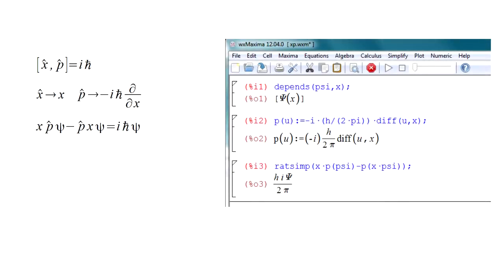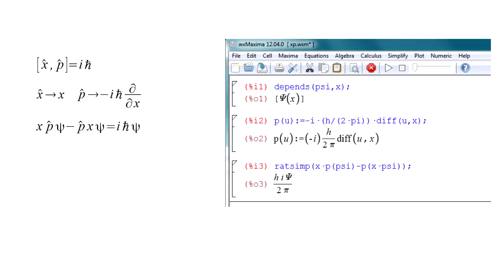So we open up Maxima, and there's a link below to a video talking about where to get Maxima and the basic operation of it. In the first line, in blue is the input and black are the outputs from Maxima. We say depends psi, x. Psi depends on x. It's a function of x.